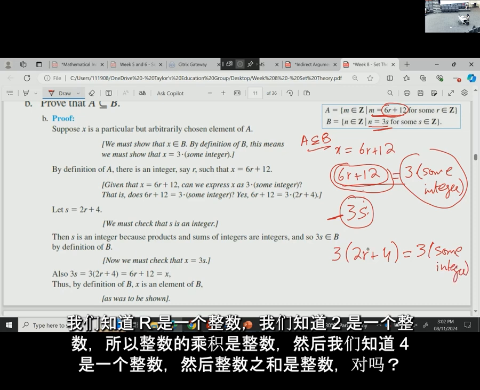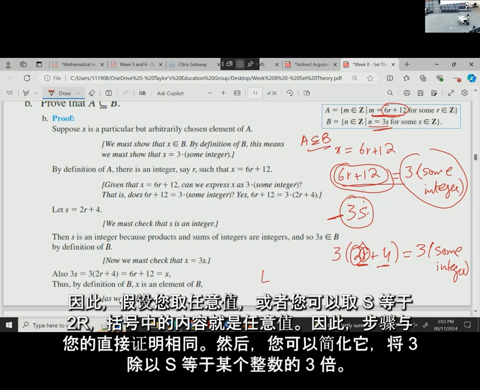And we know that r is an integer. We know that 2 is an integer. So the product of integers is an integer. Then we know 4 is an integer, and then the sum of integers is an integer, right? So you can take s equals 2r plus 4, whatever is in the bracket. So same steps as your direct proof.